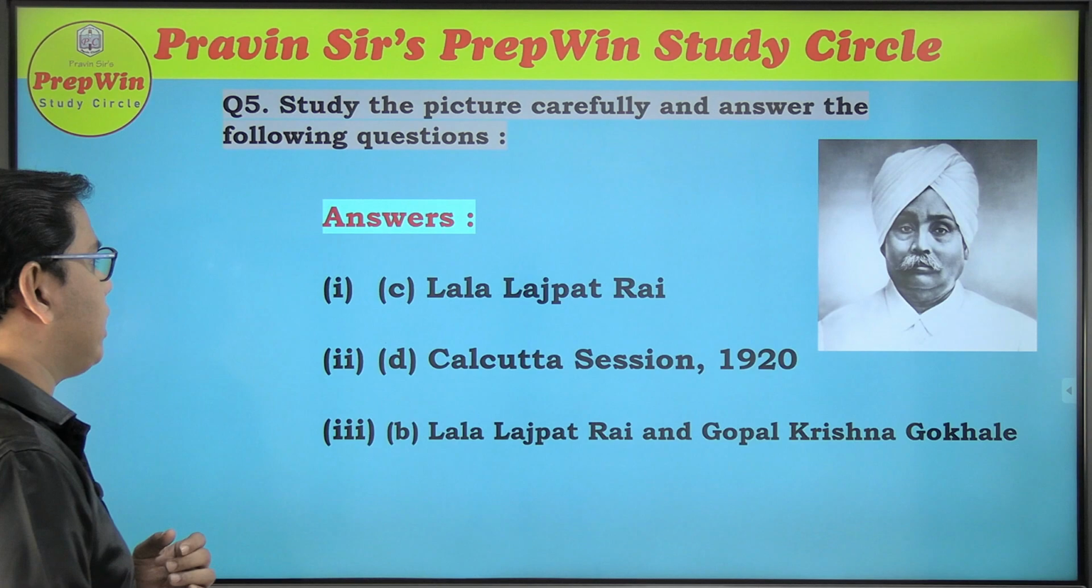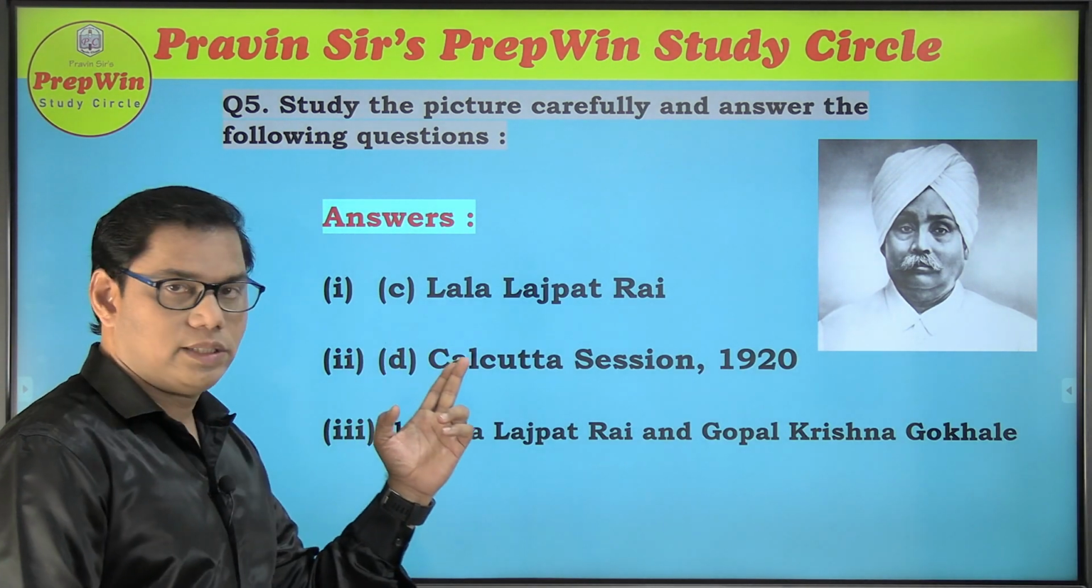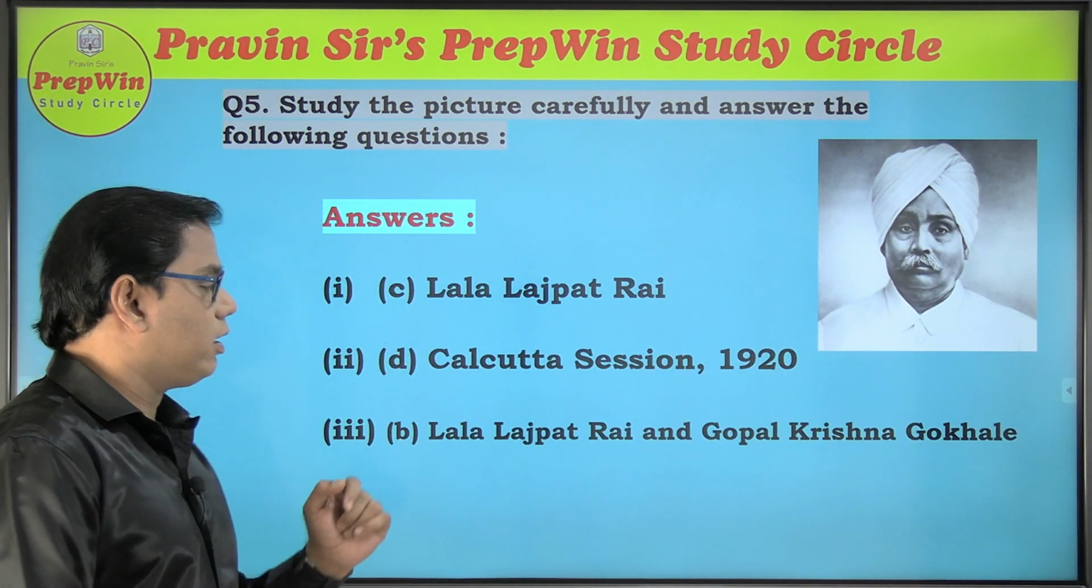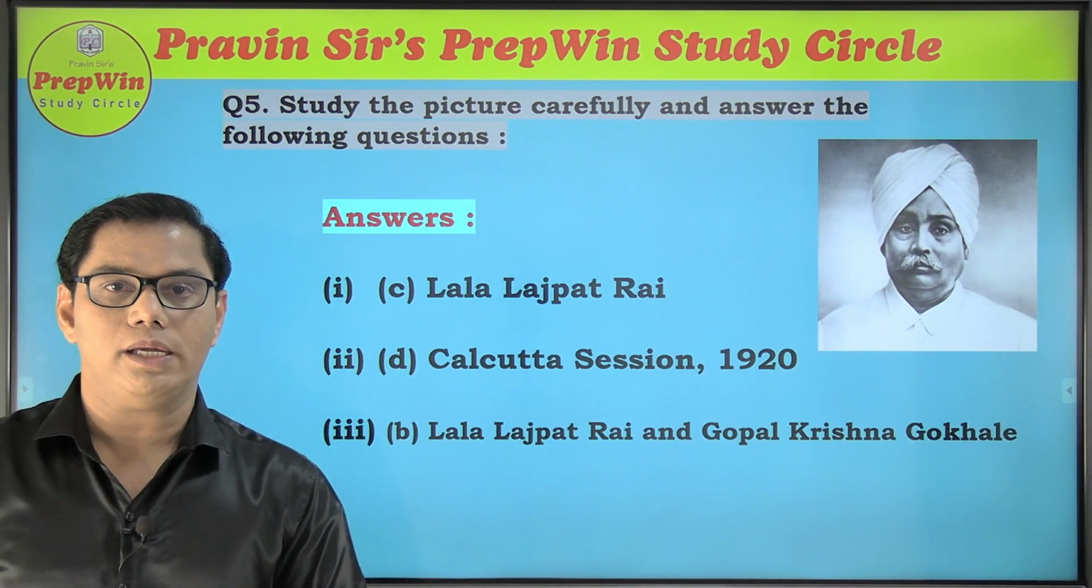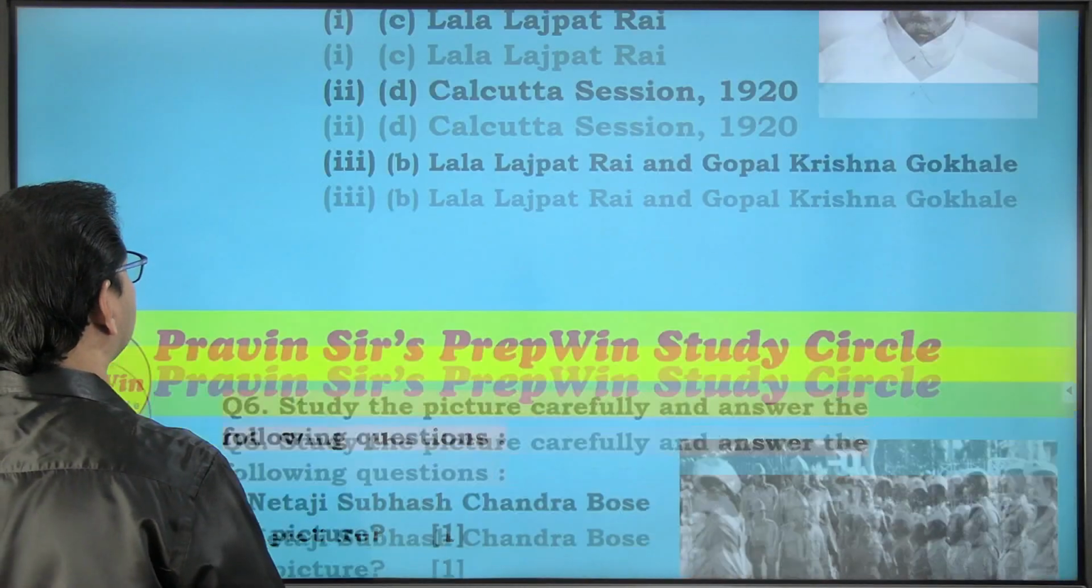So here we go with our answer. So 3 answers are: first question, option is C. Second question, correct option is D. Third question is option B. Yes sir, I am very much eager for my next question.